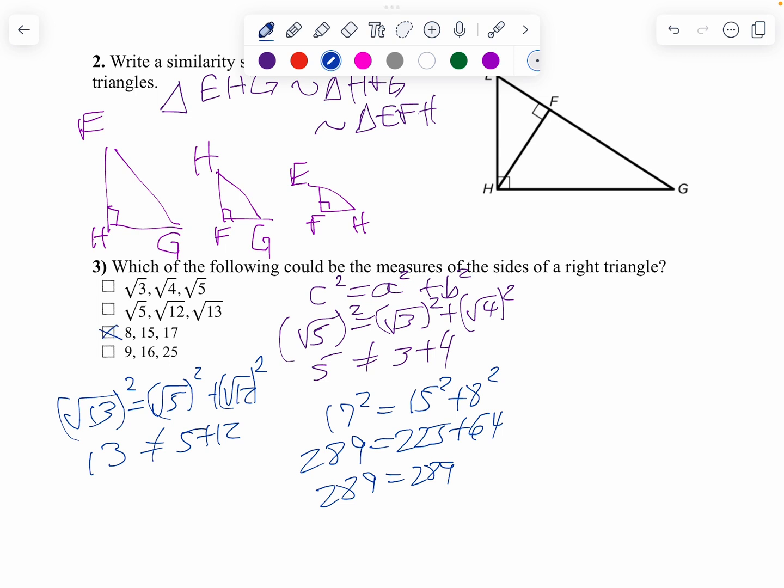And let's try the last one. Does 25 squared equal 9 squared plus 16 squared? 25 squared is 625. 9 squared is 81 plus 256. No, notice there's no way I would get that. So you only have one answer for question 3.